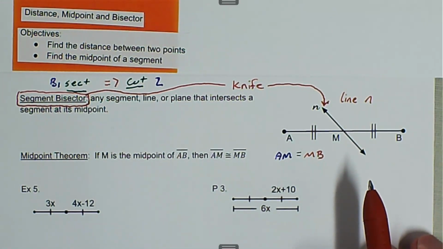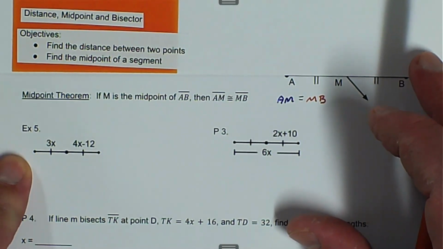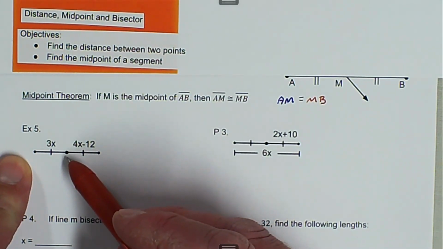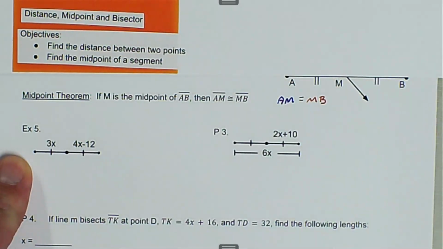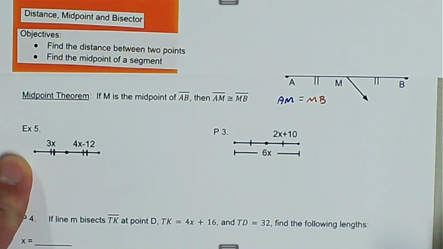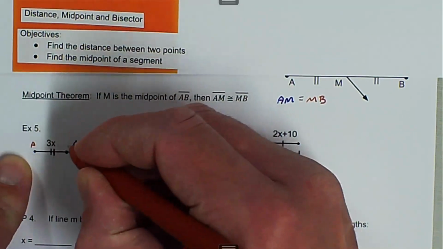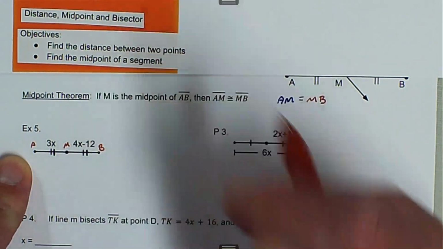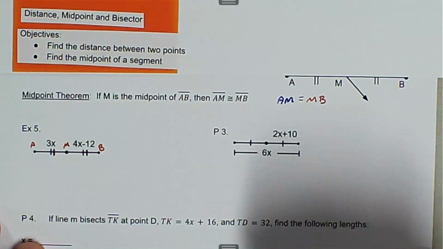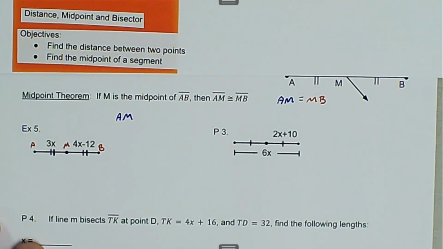Now we're going to look at an example here. The reason that we know in example 5 that this point is the midpoint is because of these congruent marks. So if there were two congruent marks here and two congruent marks here, they would still be congruent. We just want to make sure that we have matching congruent marks. So I'm going to write some letters on here. I'm going to call this one point A, this one point M, and this one point B. So now we can say AM is equal to MB.